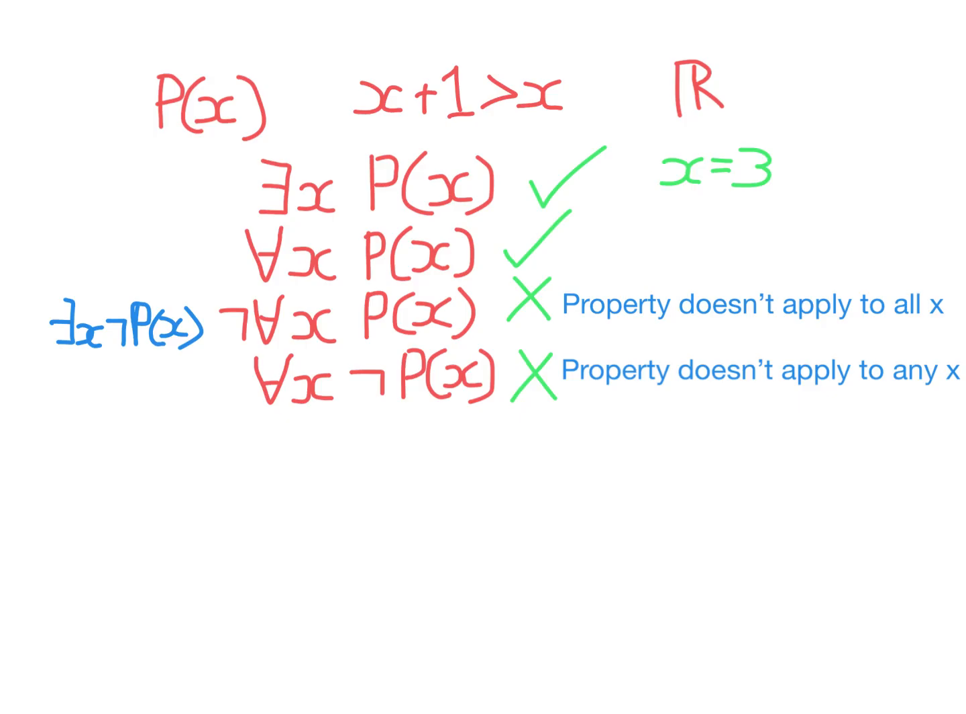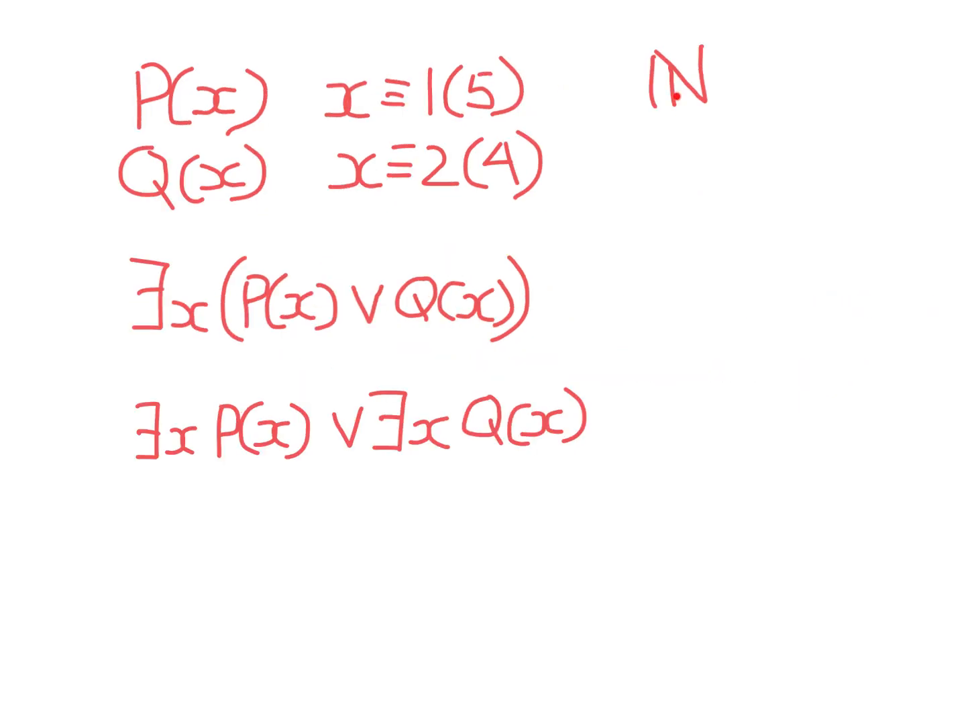All right, let's look at one more example. So here our domain of discourse is N, the natural numbers. P(x) is the property that x is equivalent to 1 mod 5. Q(x) is the property that x is equivalent to 2 mod 4. So let's look at these two statements here. This one says there exists an x such that P(x) or Q(x). That means that there is at least one number that satisfies either of these properties. Now that's obviously true. We can find a number for which either this is true or this is true. A number like 6 works. It is actually true for both P and Q.